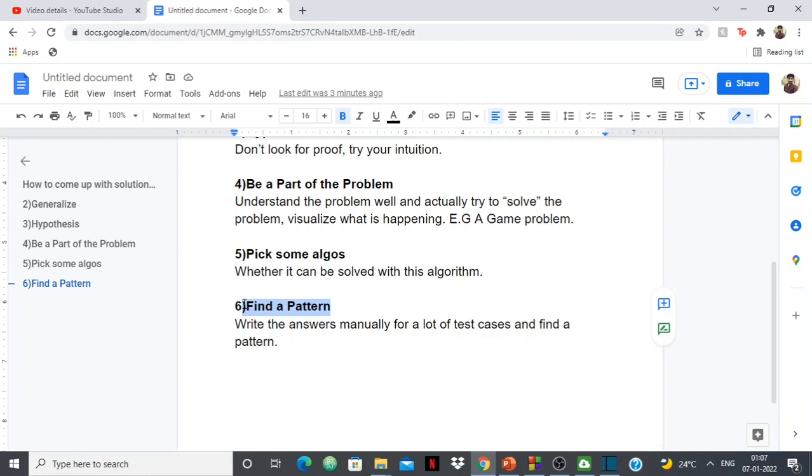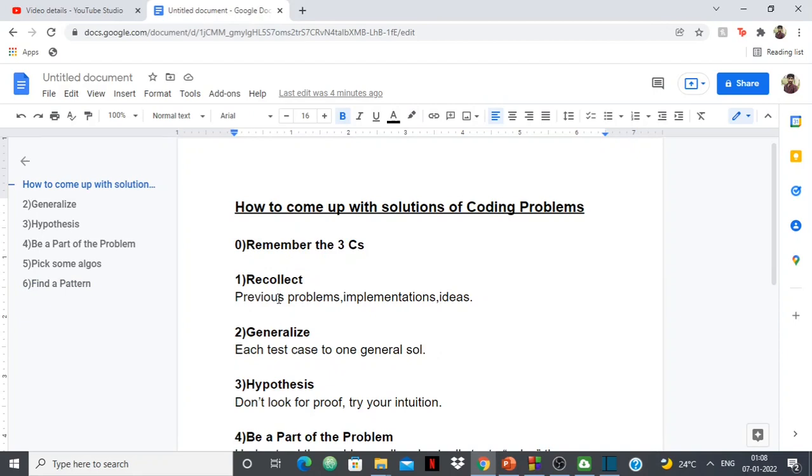Okay, so finding a pattern is again something that will help you in finding the solution to your coding problem. And remember, the problem is meant to be solved. The problem is given to be solved, right? So you will be able to solve the problem. Okay, have some positivity, keep a cool mind, try your approaches, try your thoughts, and you'll definitely get the problem because the problem is meant to be solved.